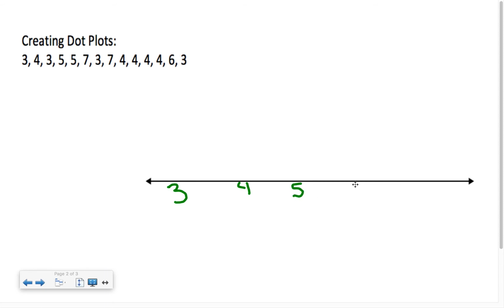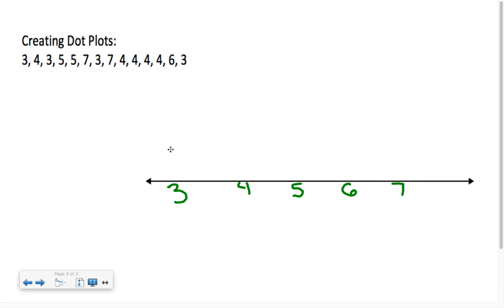5, 6, and 7. You want to use as much of the number line as you can. You don't want them to be all squeezed on one side, and try to space them out as evenly as possible. Now what we do is every single time we have a piece of data, we need to plot it.